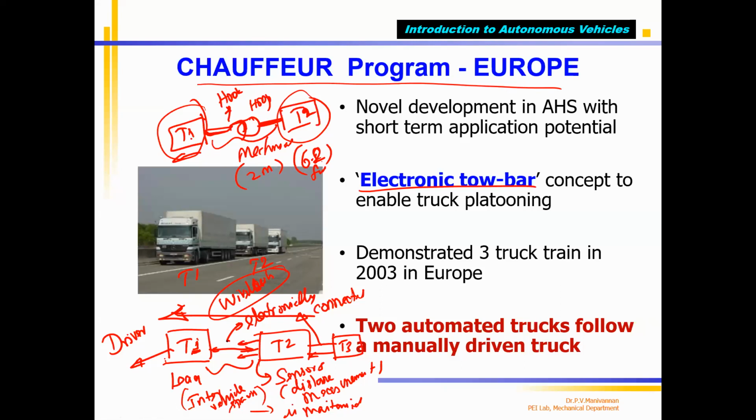But in an electronic tow bar, this is inter-vehicle spacing, correct? In the mechanical case, it is fixed. That depends upon the length of the hook and the hoop, which is connecting both T1 and T2. That cannot be changed. In that case, T1 is driving, the engine is running, but T2's engine is not running. Correct? It's just connected, it is pulled. So T1 is pulling T2.